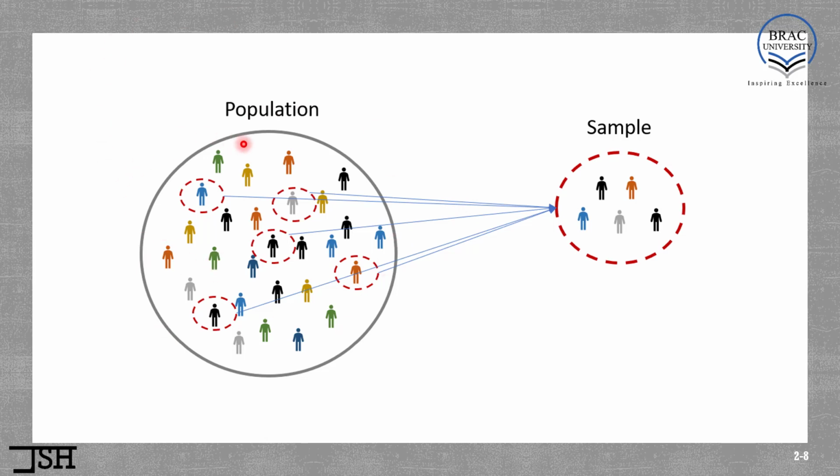Now, rather than selecting every single person from this population, we select 1, 2, 3, 4, 5 people only. These 5 people together are called a sample. Once we have the sample, what can we do with that? We can send out the survey to these 5 people only. I guess by now the concept of population and sample is somewhat clear to you.